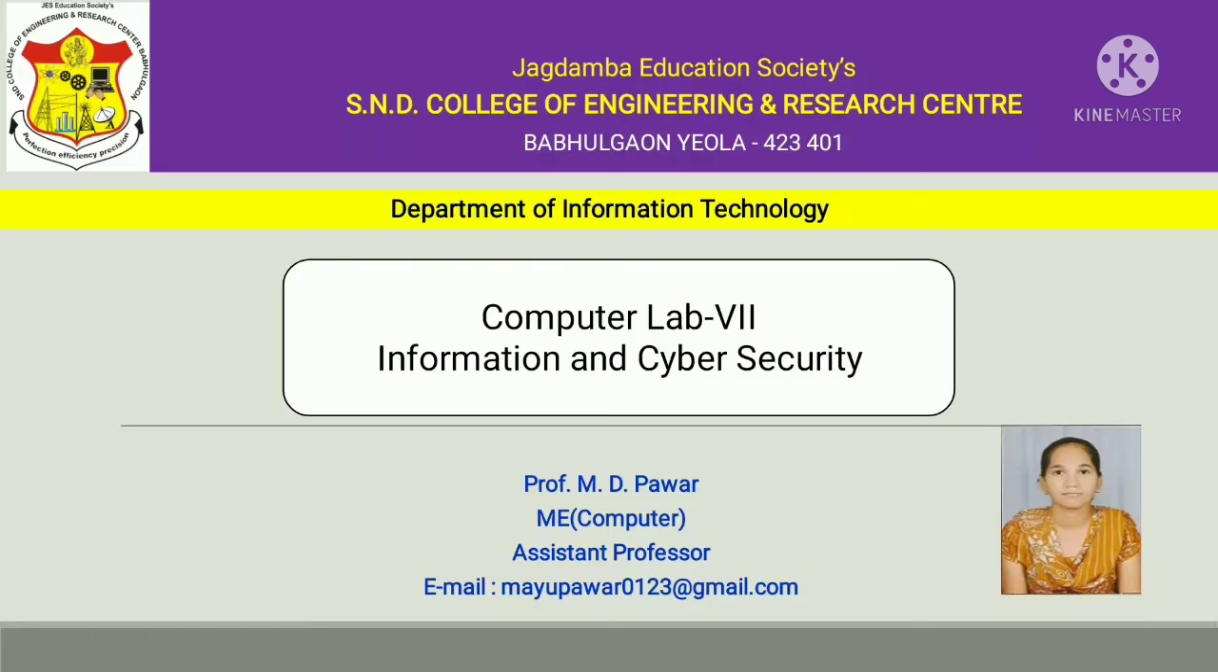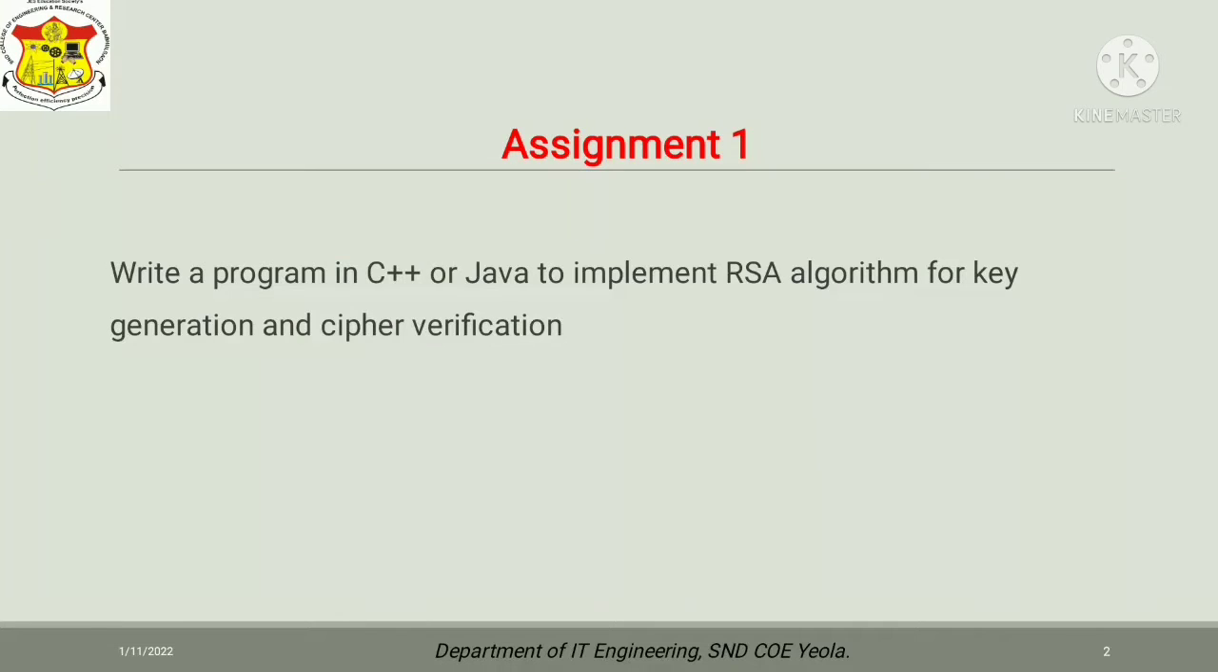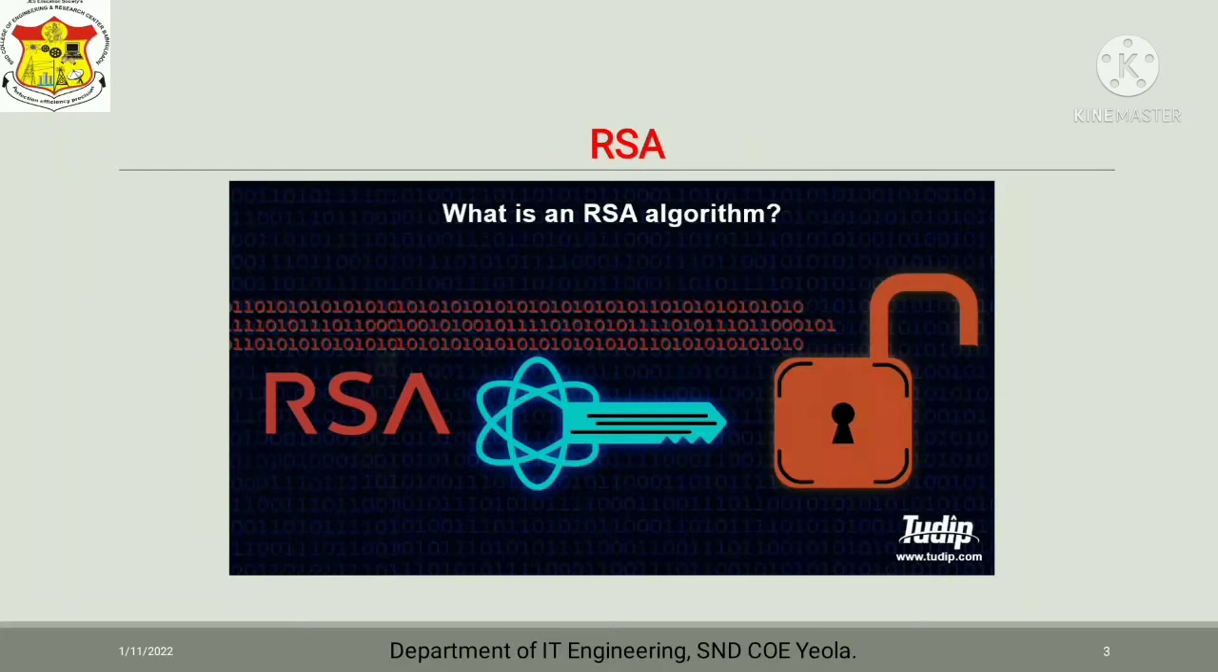Today we'll be looking at the RSA program of Information and Cyber Security Lab, that is CL7. This is the first assignment: write a program to implement the RSA algorithm for key generation and cipher verification. So what is RSA? RSA is an algorithm that is used for encryption and decryption. What does RSA stand for? RSA means R for Rivest, S for Shamir and A for Adleman. RSA, Rivest Shamir Adleman algorithm.